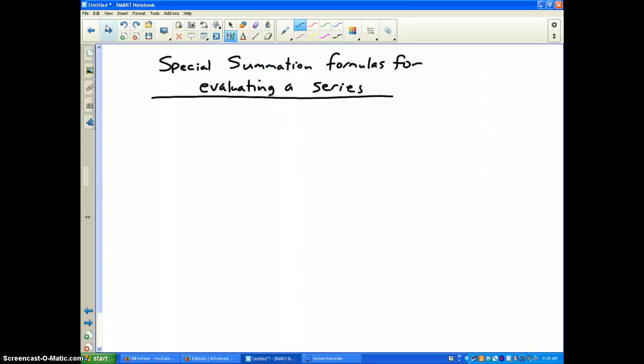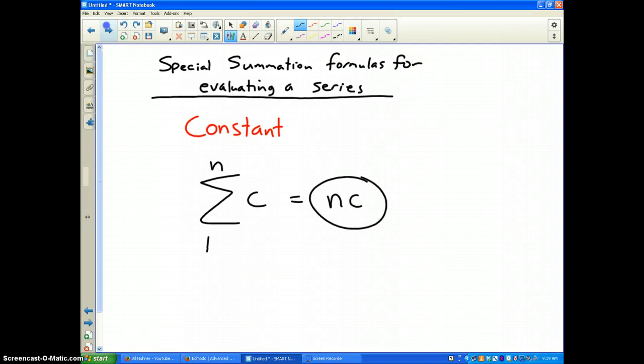Now, I want to give you one special summation formula. It's for constant terms. Anytime you have a constant term in the summation notation, the formula looks like this. When you go from 1 to some number n of a constant term, all you got to do is take n times c, and that will be the answer to your problem. That will be evaluating it. This is a special formula for a constant term. So pause the video if you need to write that down.